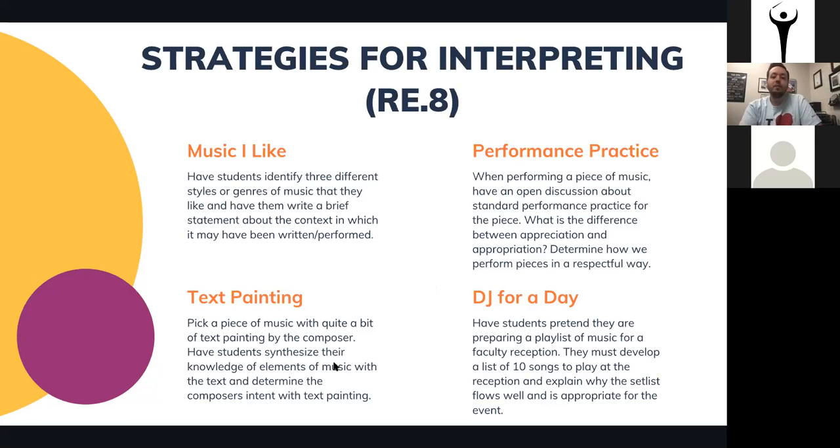So, text painting. Pick a piece of music with quite a bit of text painting by the composer. You would ideally pick this piece of music and be using it with your groups. Obviously, composers use the technique of text painting all the time, so it's not always hard to find. But you just pick a piece that you could really highlight some text painting in, and have students synthesize their knowledge of the elements of music with the text and determine the composer's intent with that text painting. That could be really helpful for them to understand how composers use those elements of music. Because a lot of times we teach elements of music like a checklist, but this is how we start applying it to what we're doing.